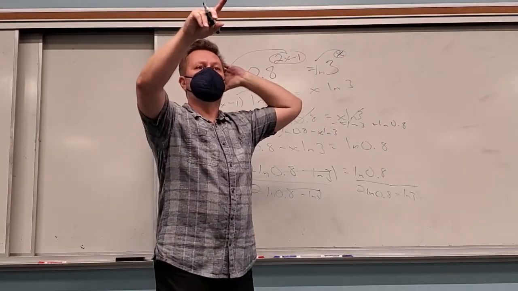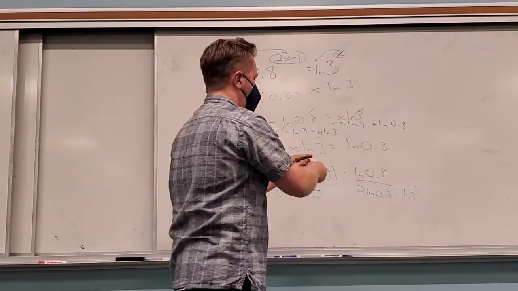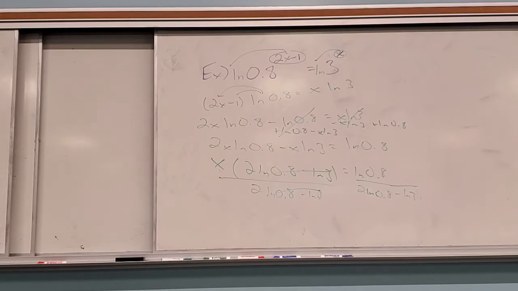So this is the exact answer. Let's figure out the approximate answer. So I want natural log of 0.8 divided by, parentheses, 2 times natural log of 0.8, close those parentheses, minus natural log of 3. So I get that.